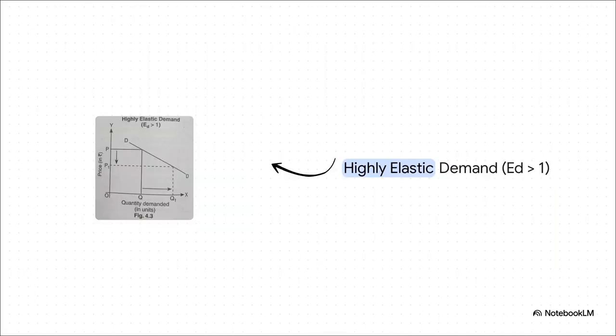To put that into perspective, with a highly elastic good, a 50% fall in price can trigger a massive 100% jump in quantity demanded. Because the percentage change in quantity is greater than the percentage change in price, our elasticity is greater than 1. The curve just stretches flat right across the graph.